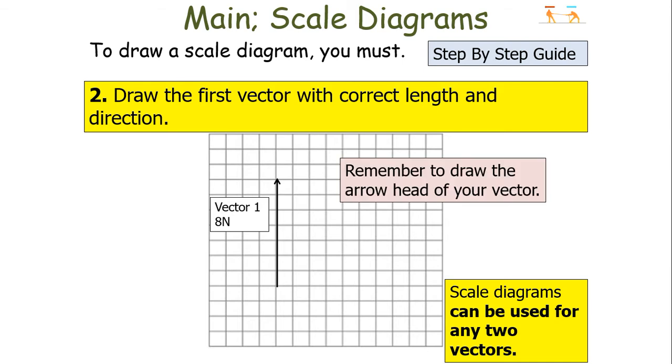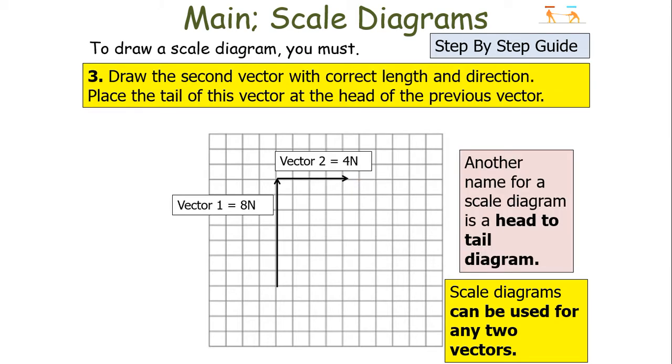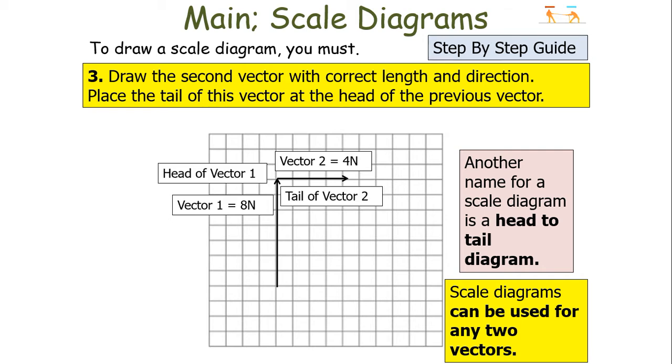You then remember to always draw the arrowhead of your vector, because that shows the direction it is acting in. You will then draw your second vector with the correct length and direction, and you place the tail of this vector at the head of the previous vector, which gives another name for a scale diagram, as it is sometimes called a head to tail diagram.